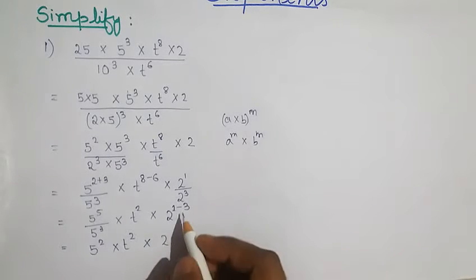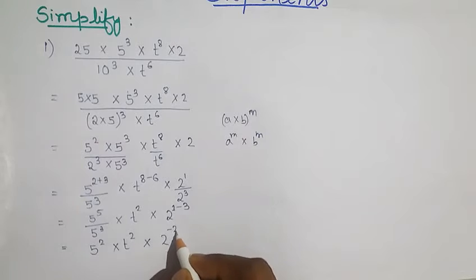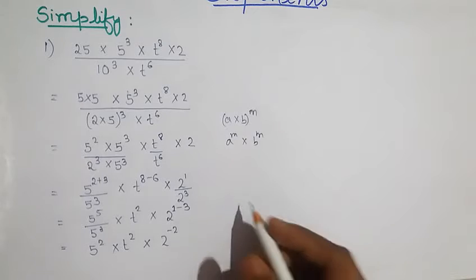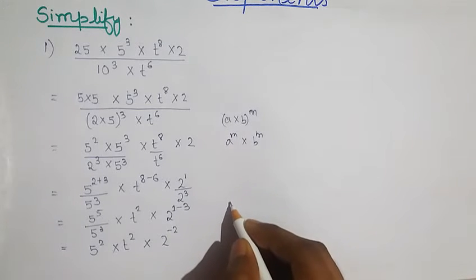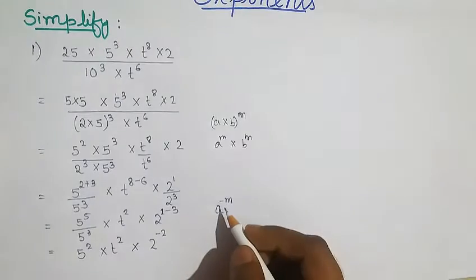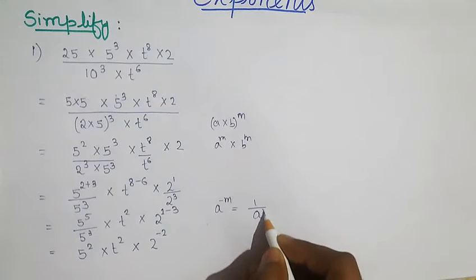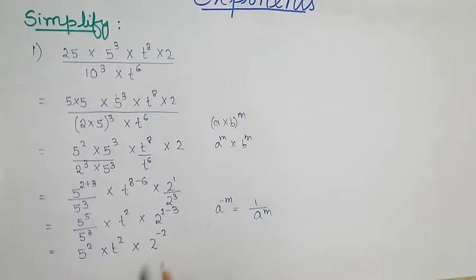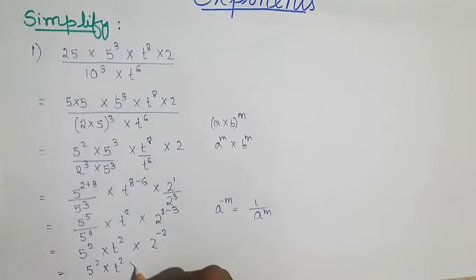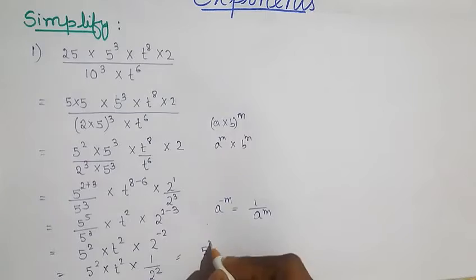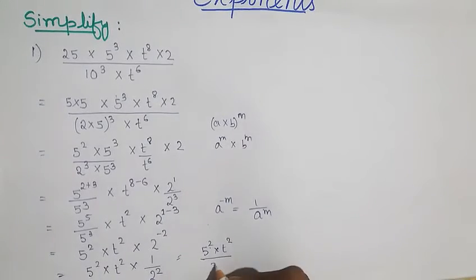So this will be 2 raised to the power 1 minus 3 is minus 2. Since 3 minus 1 is 2, but 1 minus 3 will come to minus 2. We now know one thing, that if we subtract a bigger power from a smaller one, so the power is negative, this can be written as 1 upon a raised to the power m. Alright, we will apply this over here, so this can be written as 5 square into t square into 1 upon 2 raised to the power 2. So this is nothing but 5 square into t square upon 2 square.